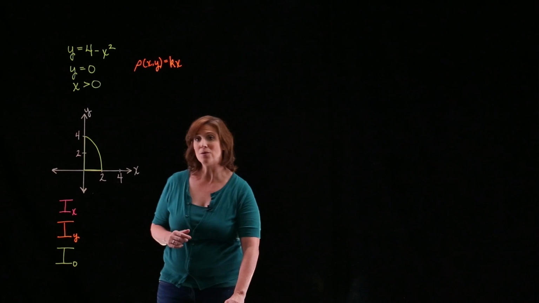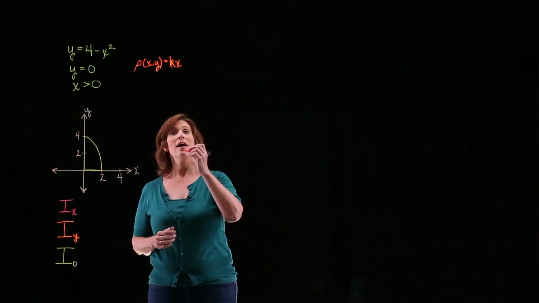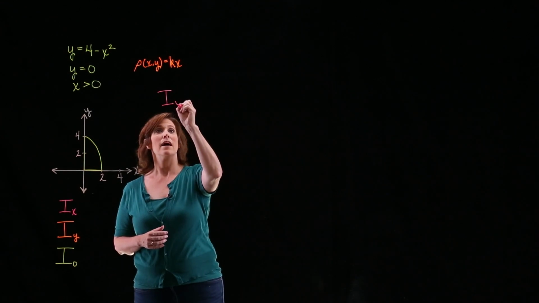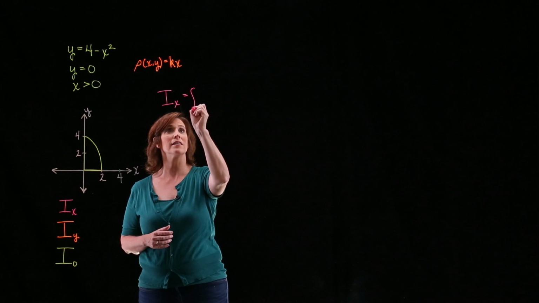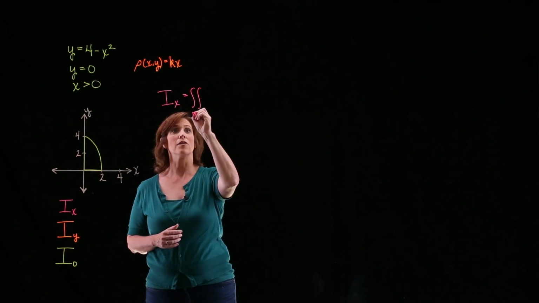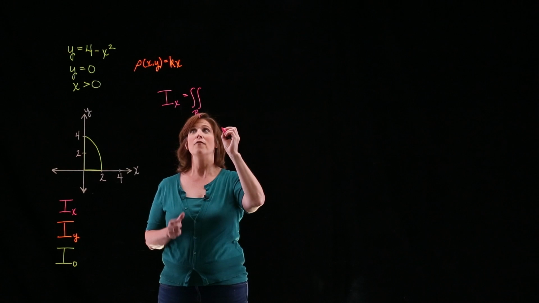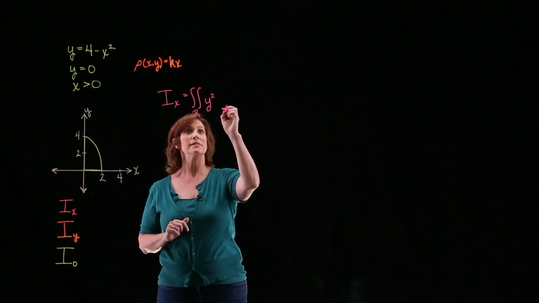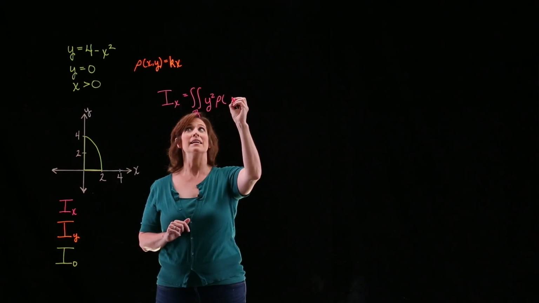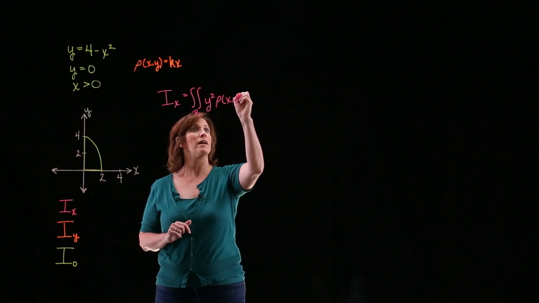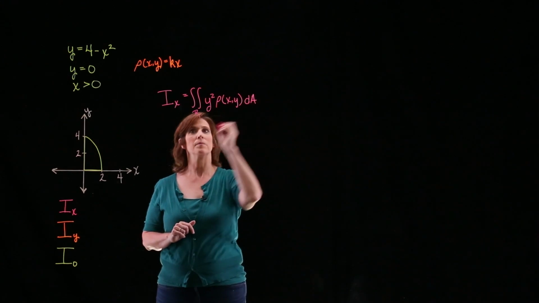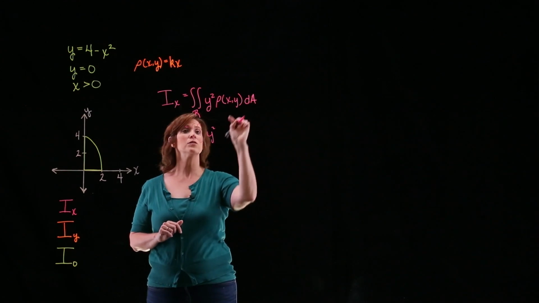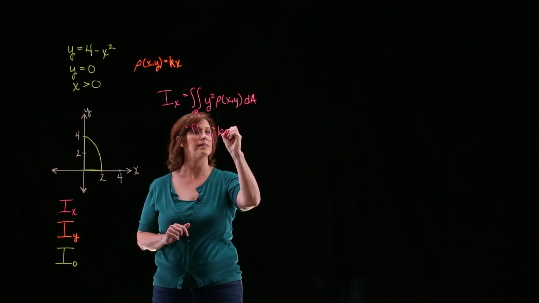But in this case, I don't have a constant mass, so I'm going to use my double integral. So my moment of inertia about the x-axis can be calculated by the double integral across a region of the square of the distance to the x-axis. So that'll be y squared times my density function, dA. All right, so I've got y squared. Rho is going to be k times x in this particular case.